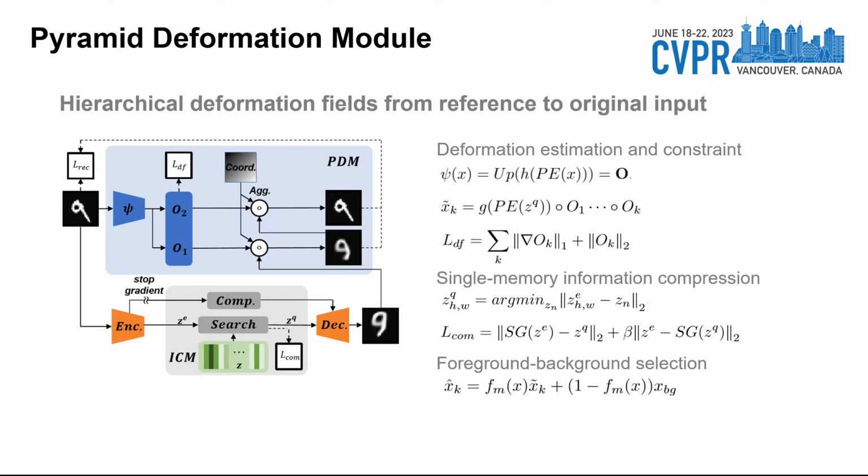Inspired by deformable convolution, we estimate deformation fields with k equals to five scales to model the motion, behavior, and effects of different anomaly types from the reference to the original inputs. To avoid shortcut learning by minimizing the unconstrained reconstruction loss, we additionally compute a smoothness loss via gradient operation and a strength loss. The information compression module uses a weaker layer with a single memory rather than a linear combination to exclude abnormal patterns. Finally, a binary mask is introduced to separate background information from the prototypical memory.